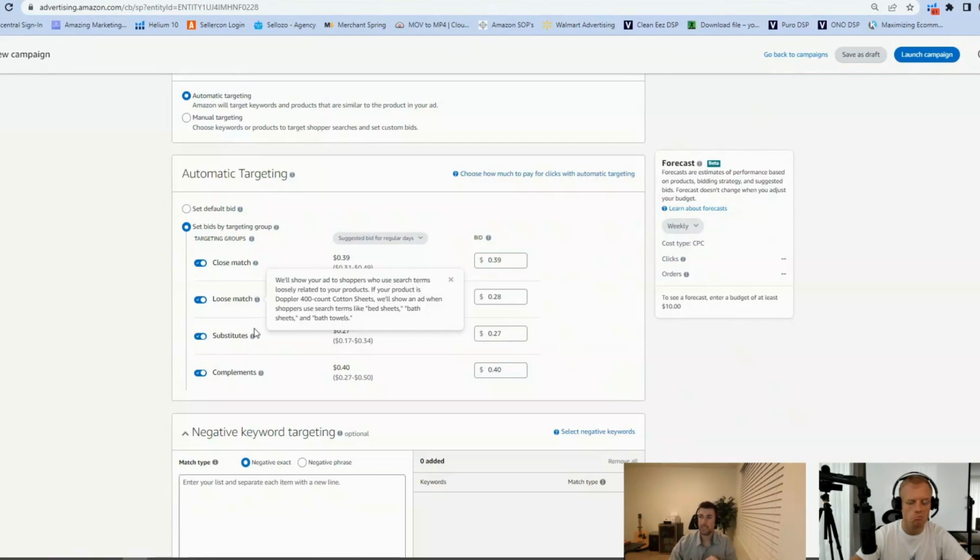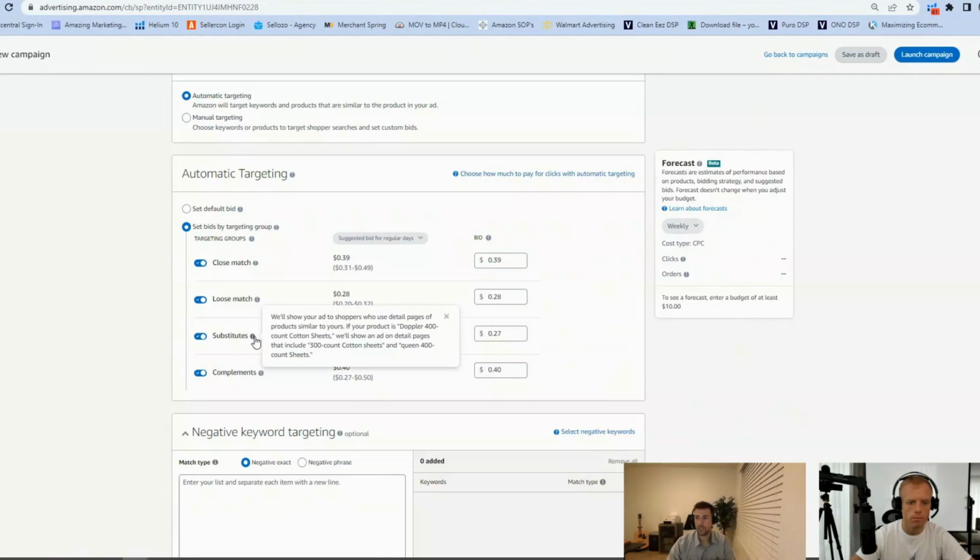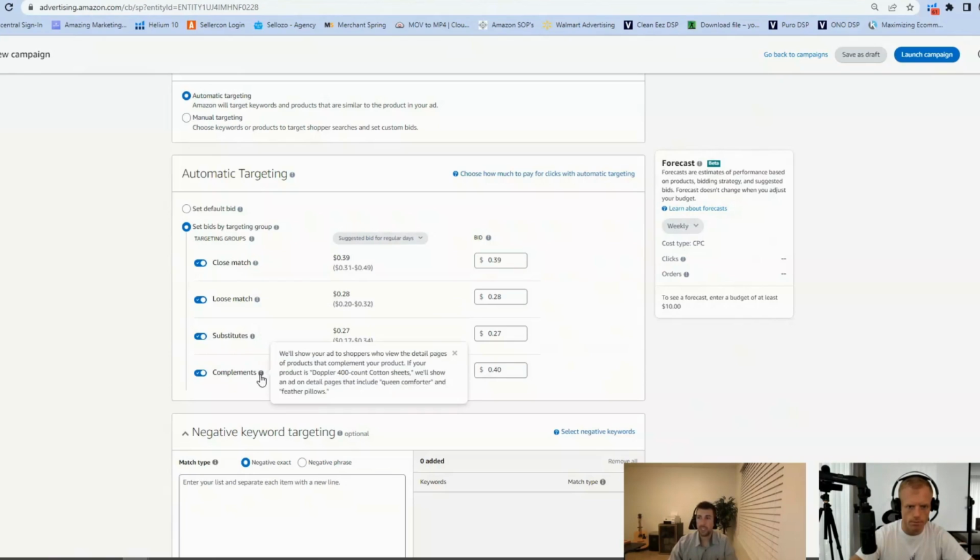Substitutes are going to show on detail pages that include, like, 300 count cotton sheets and queen 400 count sheets, that type of thing. So it's actually products that would replace yours, or you would replace the opportunity of those products, and it'll show up on the actual product page. And complements are going to be kind of a loose match version of that as well, where it will go for queen comforter and feather pillows instead of just the 400 count type of sheets. Products that you might buy with that as well.